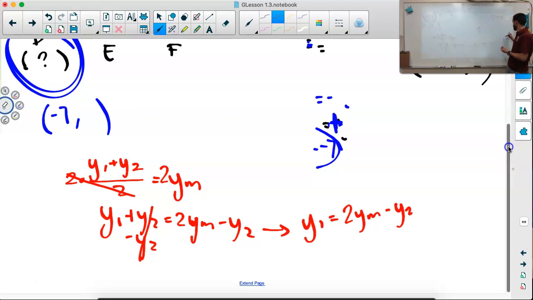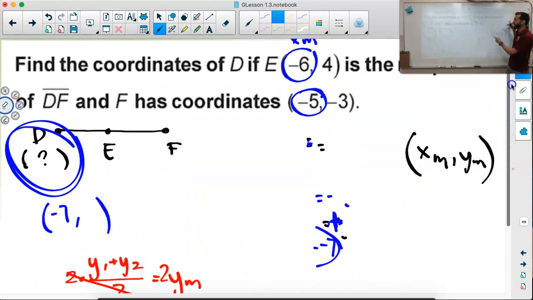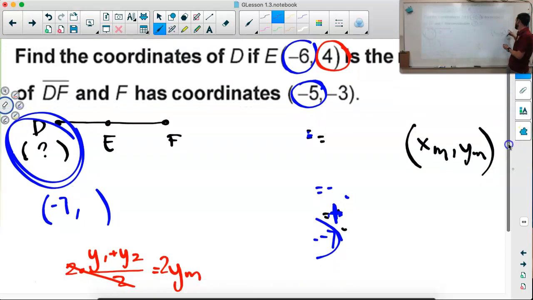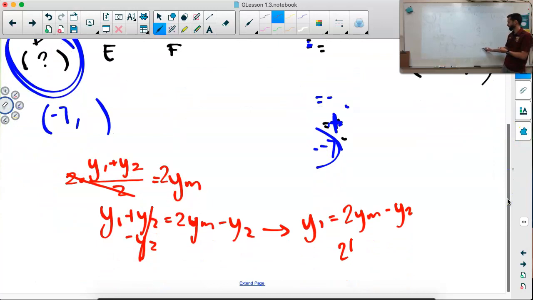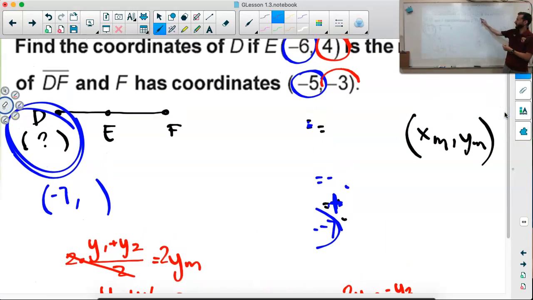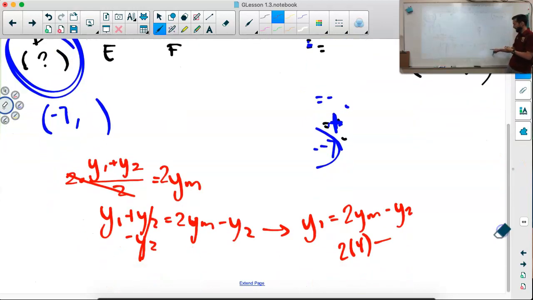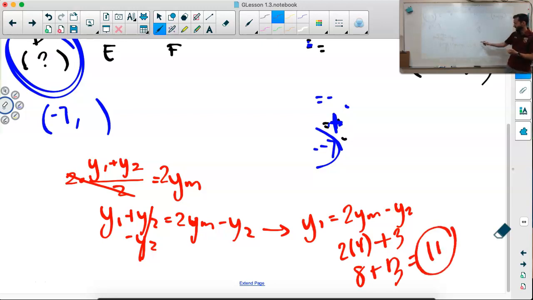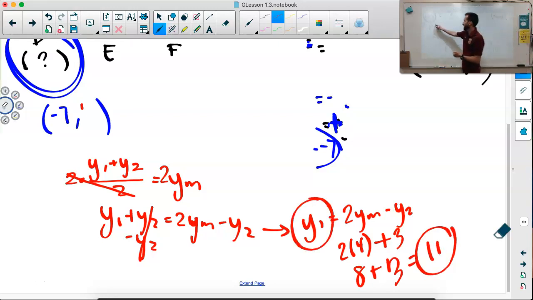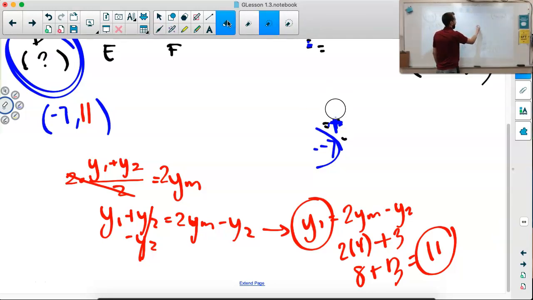So for us, in this problem, I'm going to take 2 times 4, minus negative 3, 8 plus 3, and I'll get 11. That is the other endpoint. So it's negative 7, comma 11, and that kind of balances out. Now that's a little different, but it does work well.